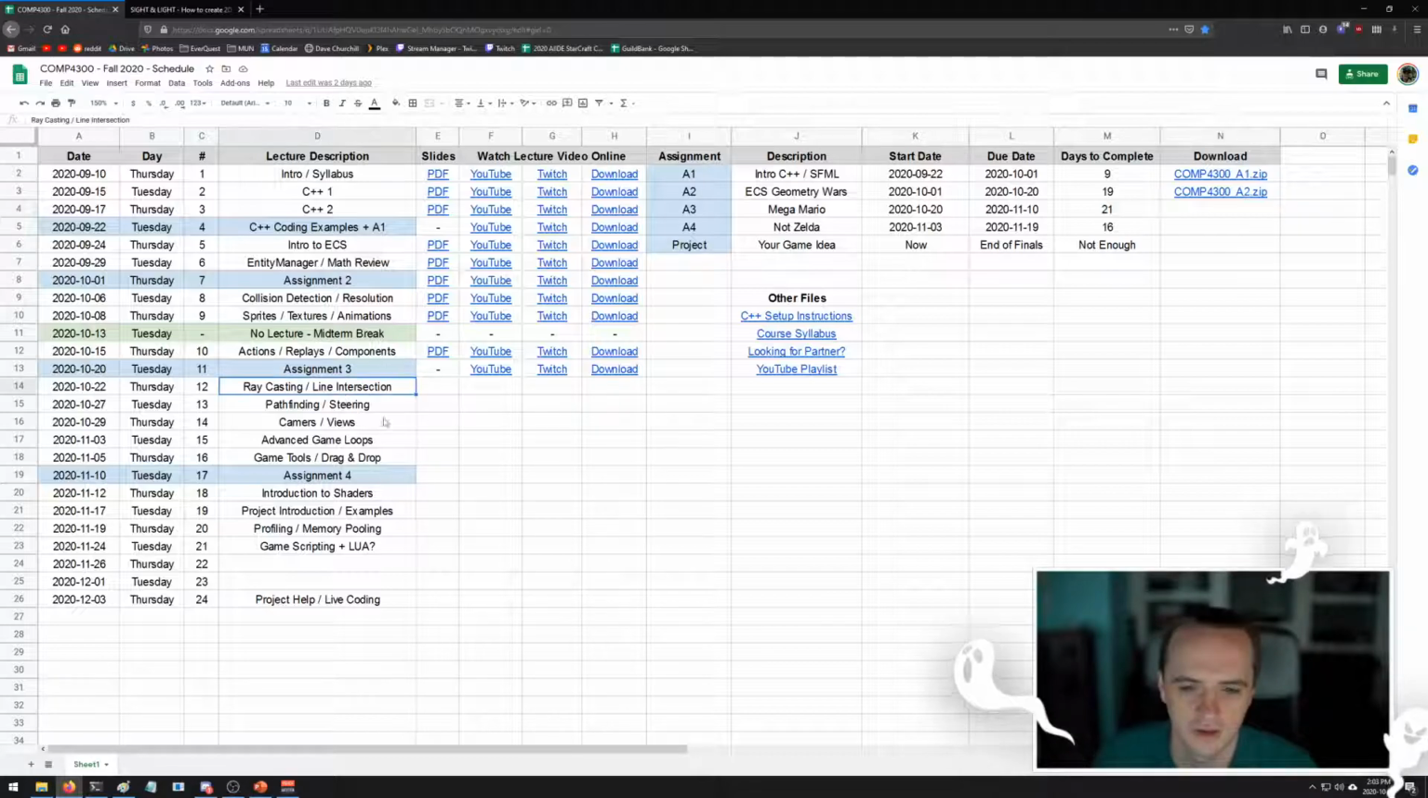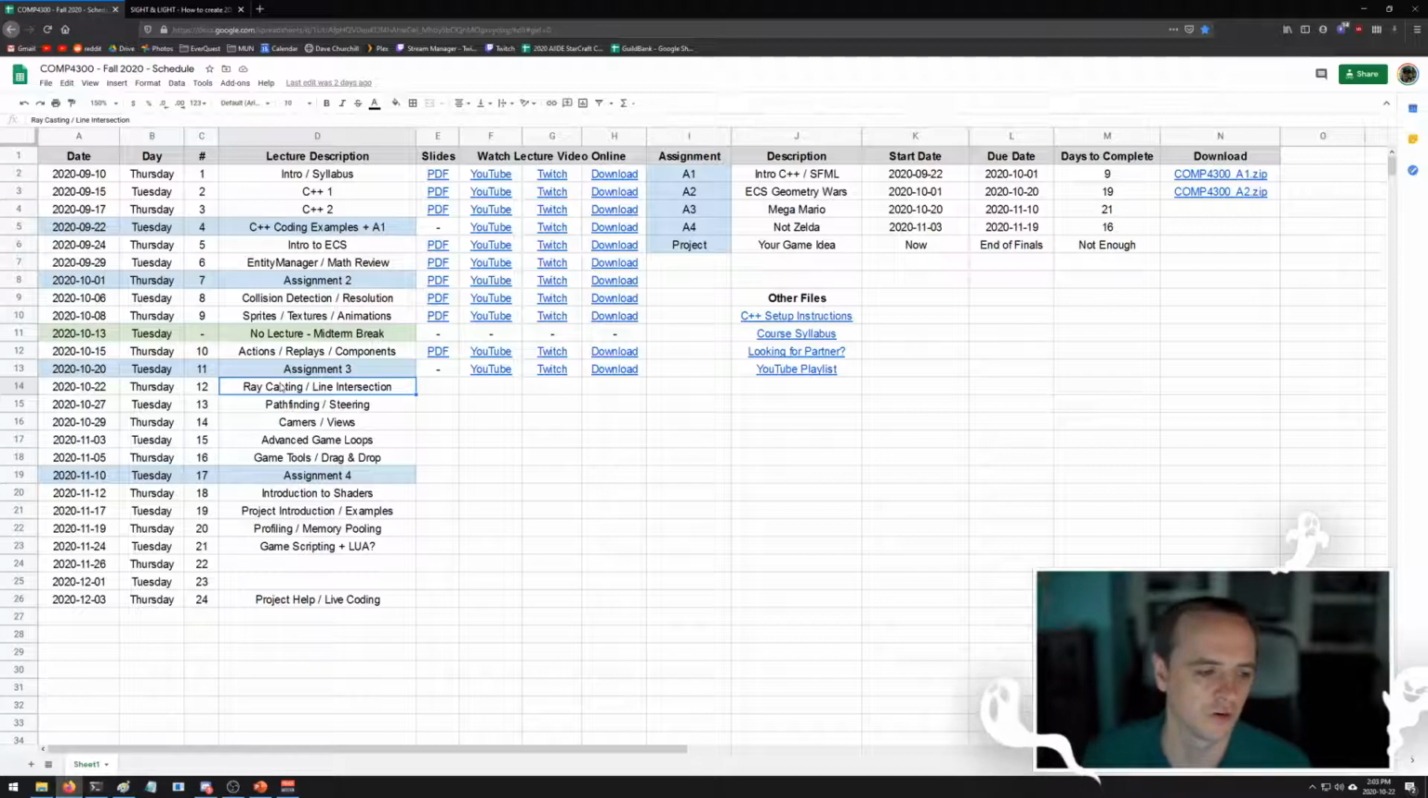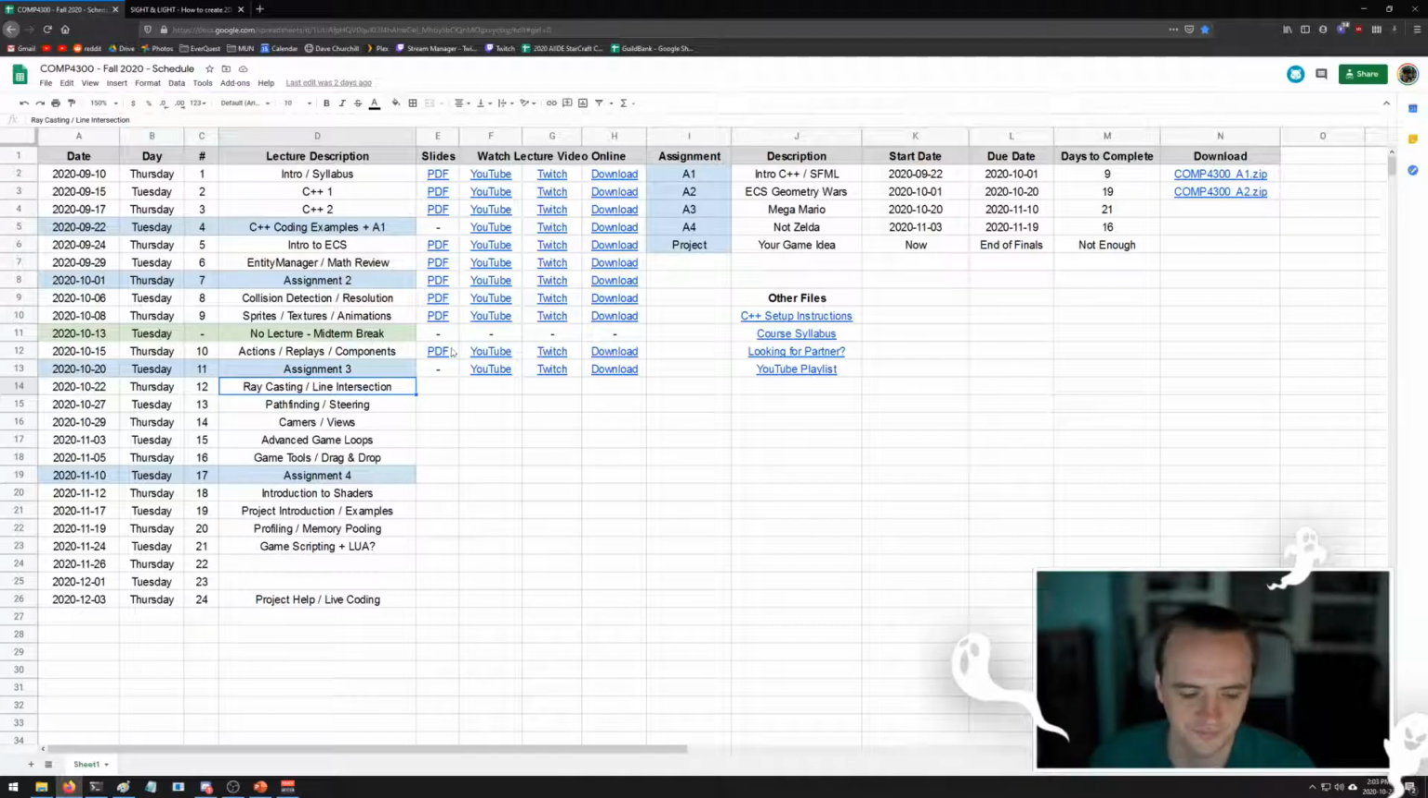So today we're going to be talking about raycasting and line intersections, what those can be used for, the mathematics behind them, and of course we're going to be doing the 2D versions, not the 3D versions. But once you know the 2D versions, it's not that hard to make the leap from 2D to 3D. But our game engine is in 2D, so why not do it in 2D?